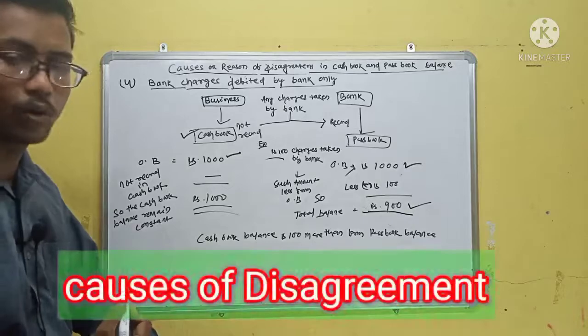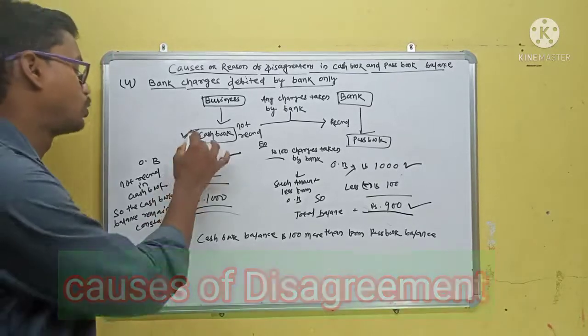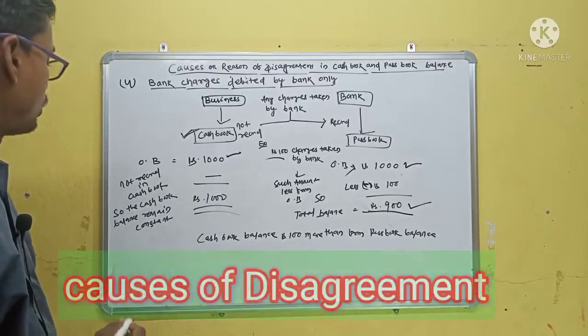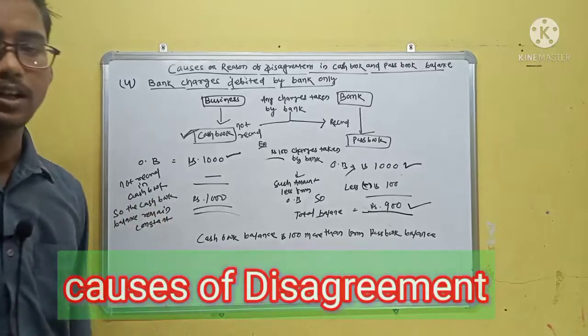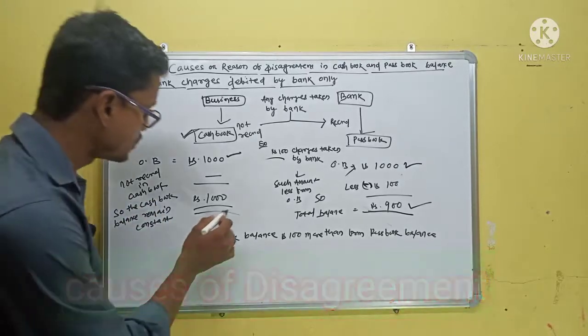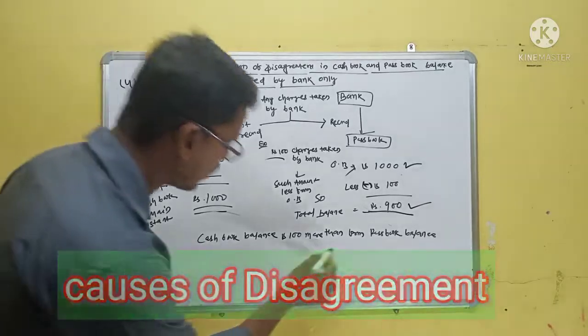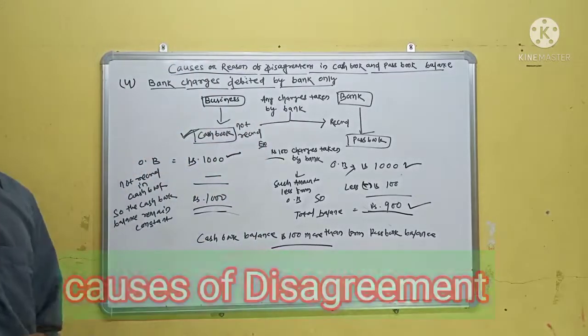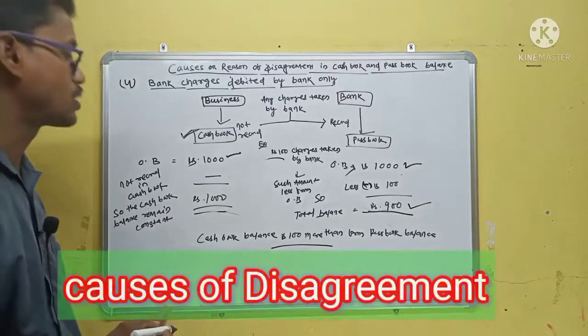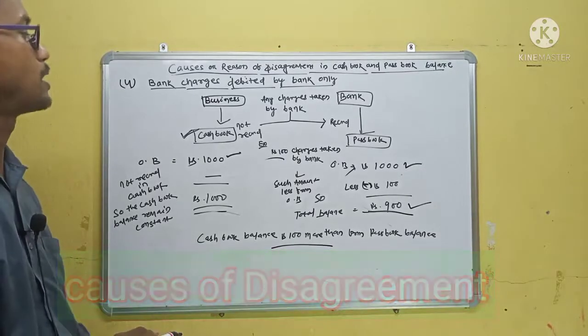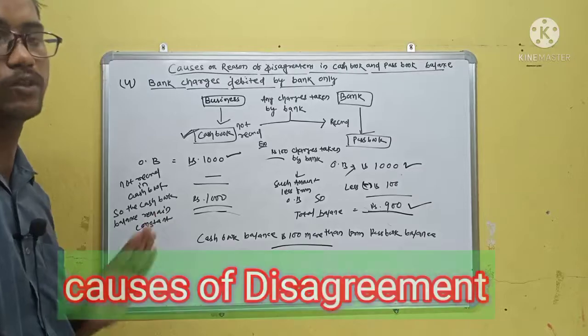But such amount is not recorded in the cash book. So the cash book balance remains constant, that is rupees 1000, and the cash book balance is rupees 100 more than the passbook balance. In this way, the cash book balance differs from the passbook balance in this case of a region.